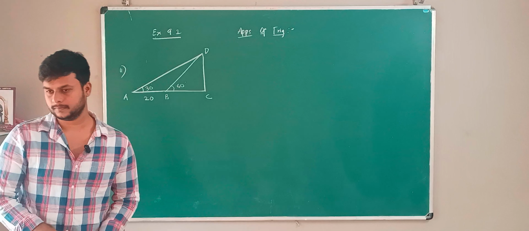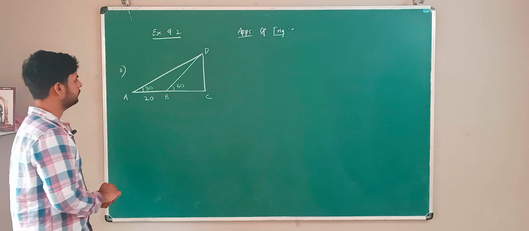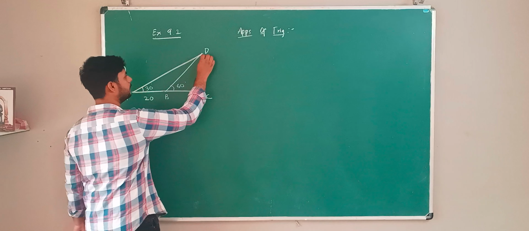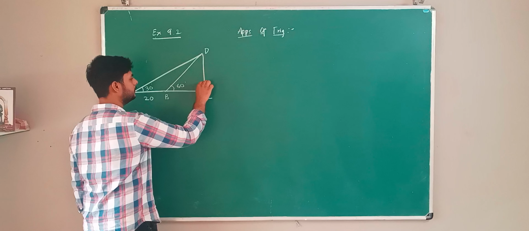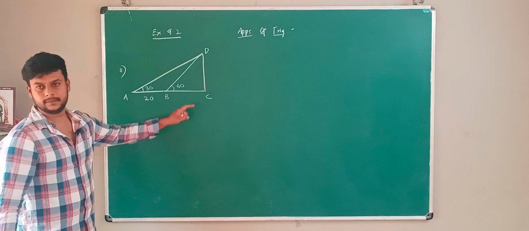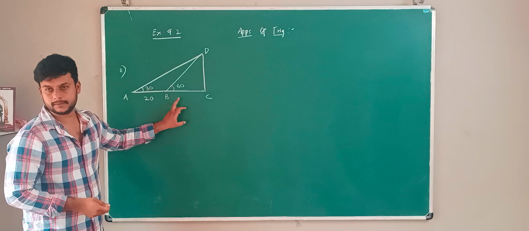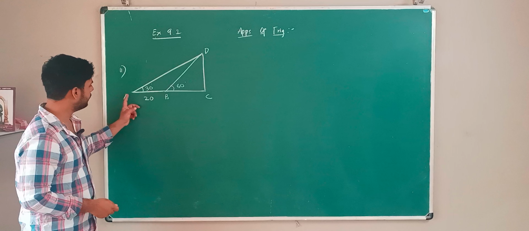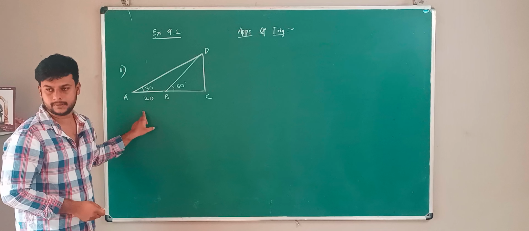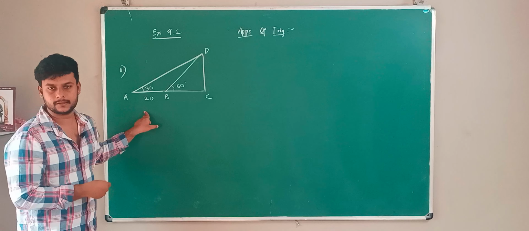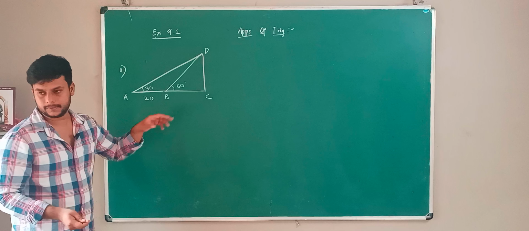A tower stands vertically on a bank of a canal. See, this is the tower that is standing. If I see it from here, it is 30 degrees. If you see it from here, it is 60 degrees. And the length from here to here, if it travels, is 20 meters. Think like that. The length is 20. Read further.